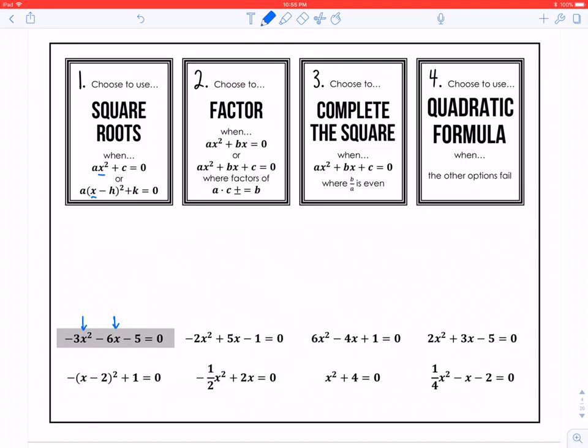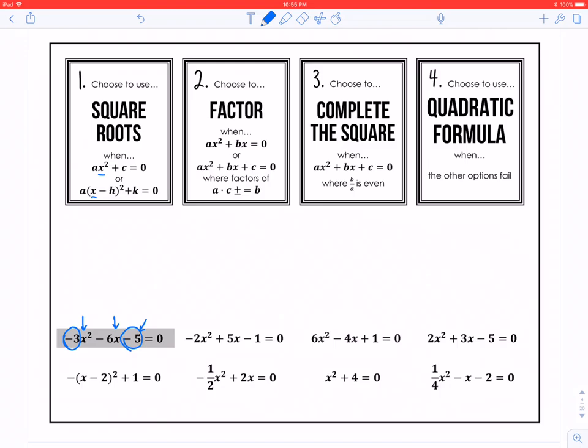So we move on to factoring. Do I have a standard form where my c is 0? Nope, not here because my c is negative 5. So then I would check to see, well, since I do have ax squared plus bx plus c, what is a times c? Negative 3 times negative 5 is a positive 15.